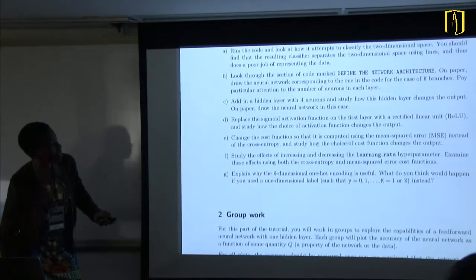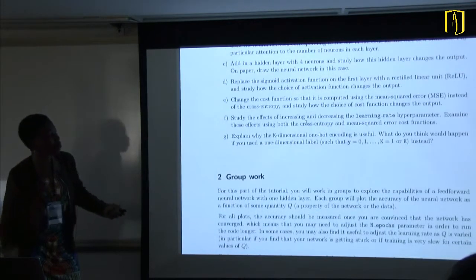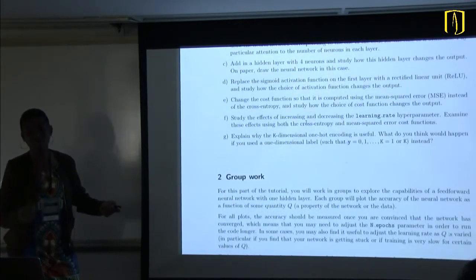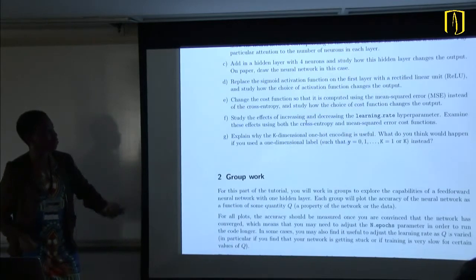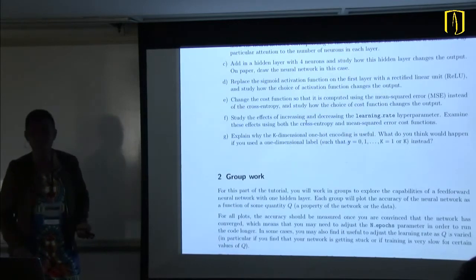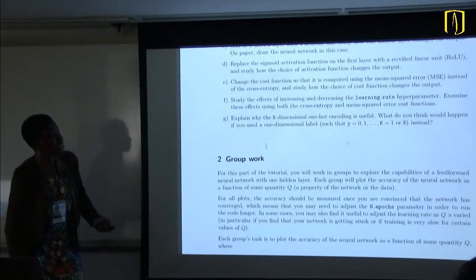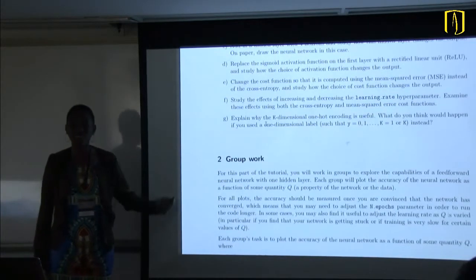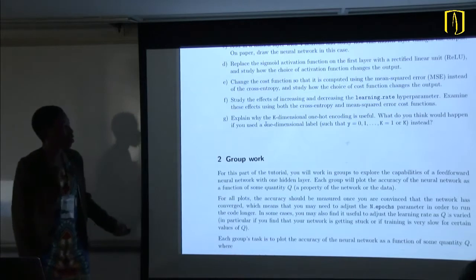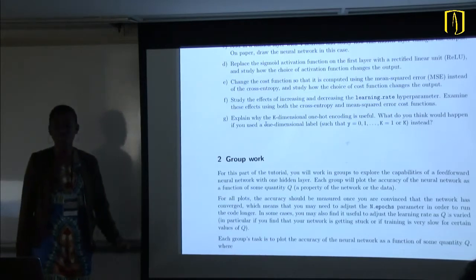And you will see the effects of the learning rate when you increase and decrease it, and you examine these effects on different kinds of cost function, like cross entropy and the mean square error, right? And this is where you have to figure out why this one-hot encoding is useful on these K-dimensional data.